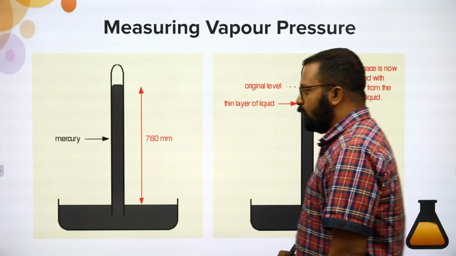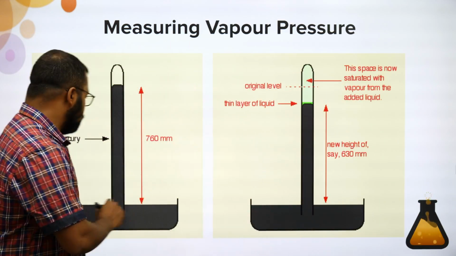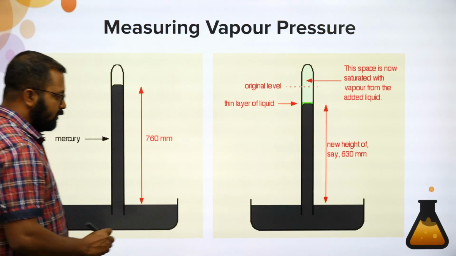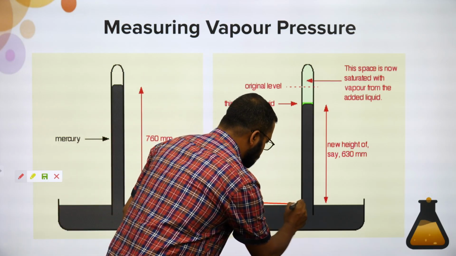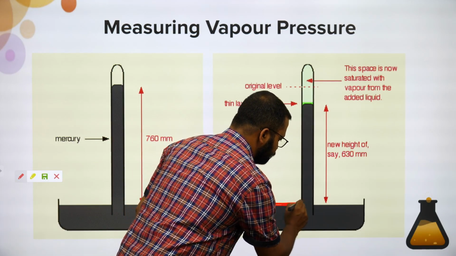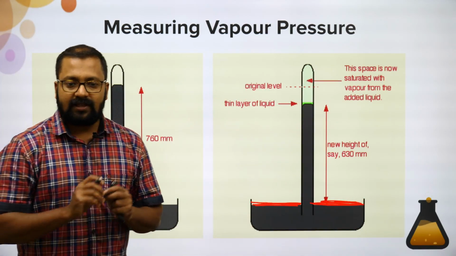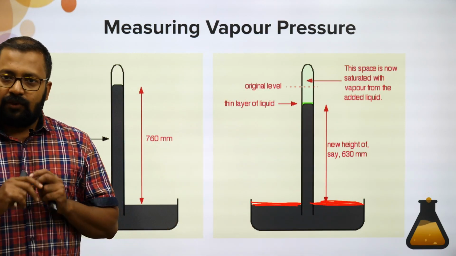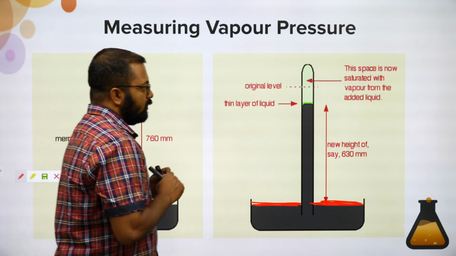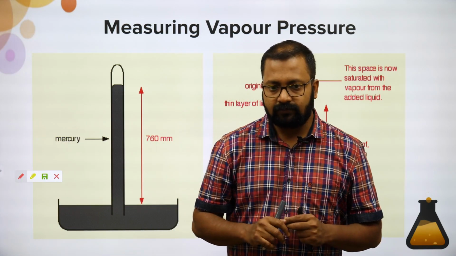Now the method is, you put some liquid on the surface. Put some liquid here. You sprinkle some liquid on the surface of mercury.